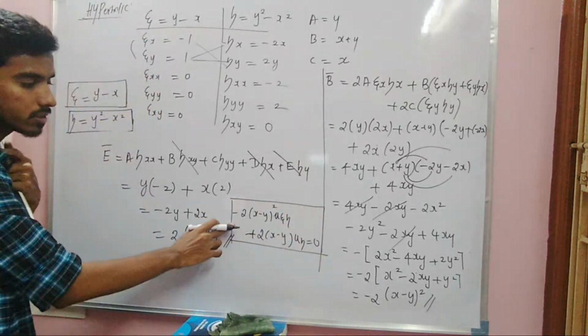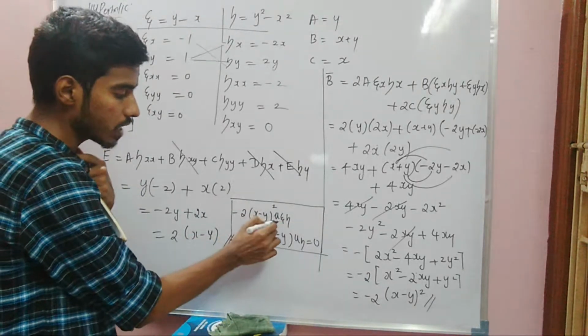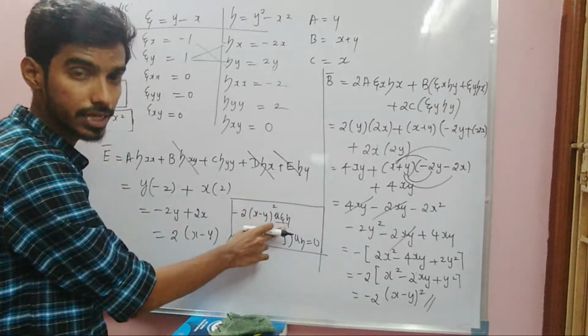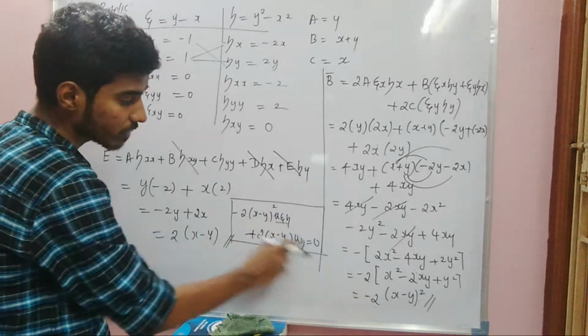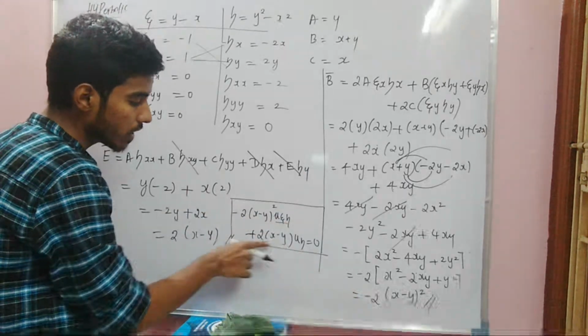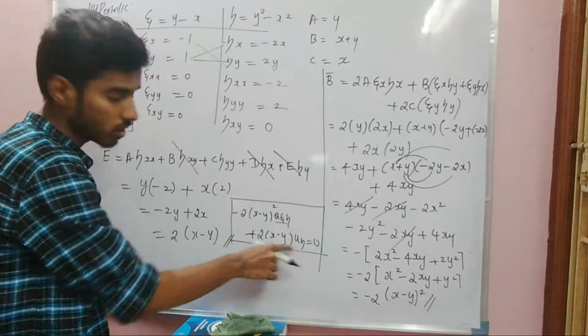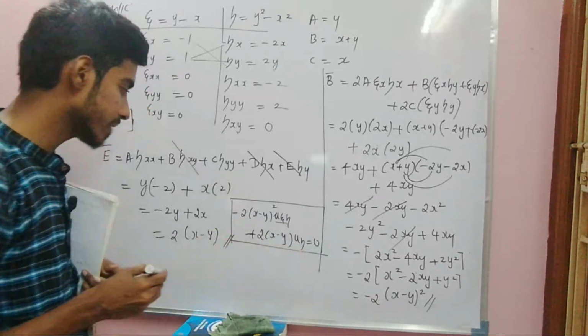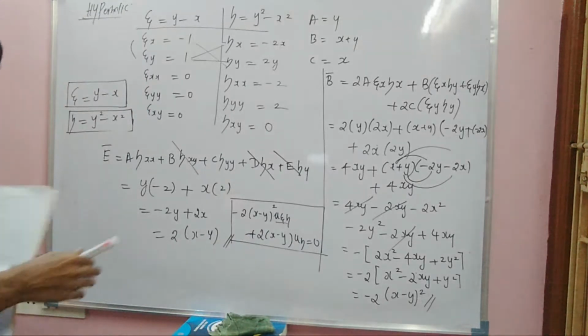Because a bar is 0, we have b bar u theta eta. So b bar is minus 2 (x minus y) whole square, and again c bar, d bar both are 0, all are 0. So you only have e bar u eta. So e bar is 2 (x minus y). So this is our canonical form.